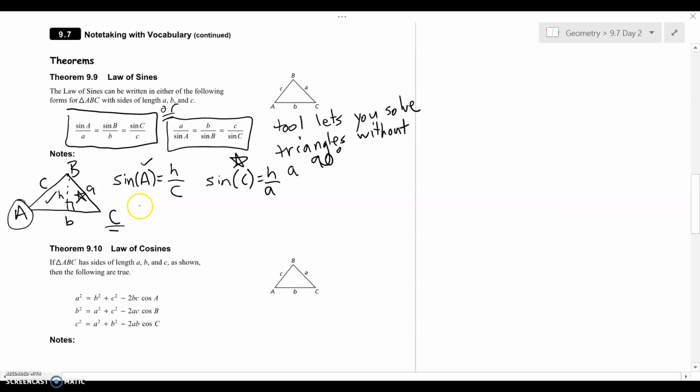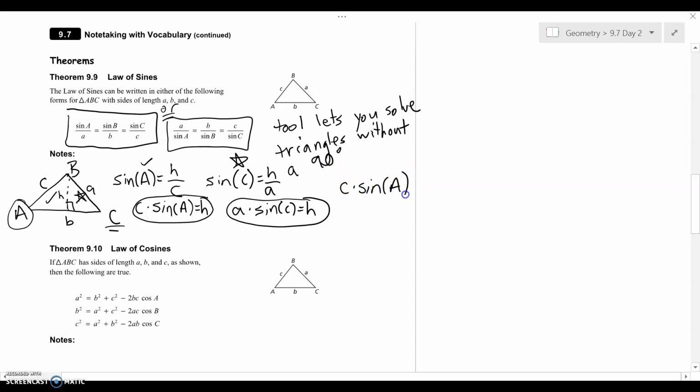And then what I can do with both of those is on this first one, I can multiply both sides by C. So I'd have C times the sine of A is equal to H. I'm just going to put a little circle around that. And then on the second one, I can multiply both sides by A. So A times the sine of C is equal to H. 2 things that are both equal to H means I can make them equal to each other. So if I have 2 things both equal to H, then I can say, well, by transitive property, C times the sine of A equals A times the sine of C. And again, H just links them together.